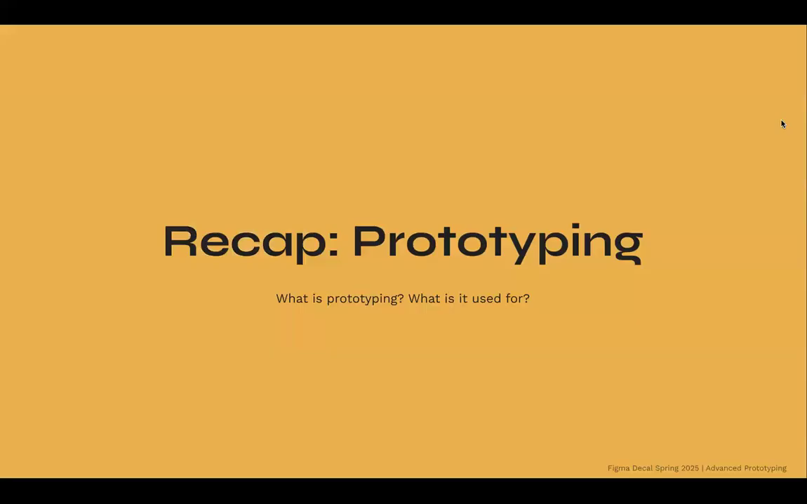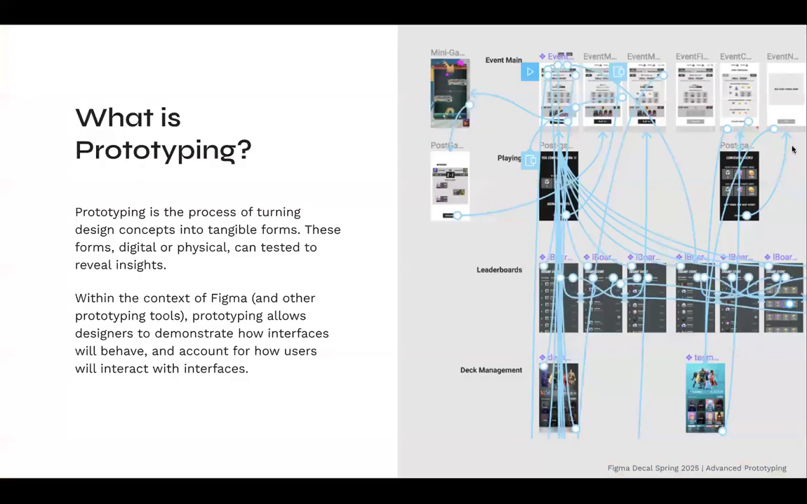So just to recap, what is prototyping and what's it used for? Prototyping is the process of turning design concepts into tangible forms. They can be digital or physical and can be tested to reveal insights. Within the context of Figma and other prototyping tools, it allows designers to demonstrate how interfaces will behave and account for how users will interact with interfaces.